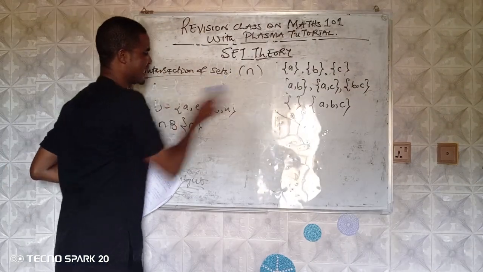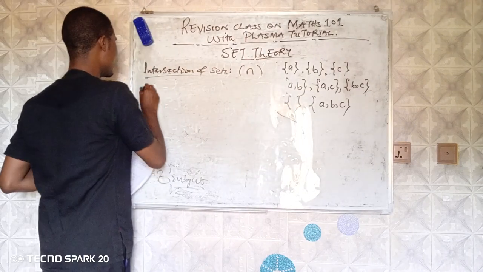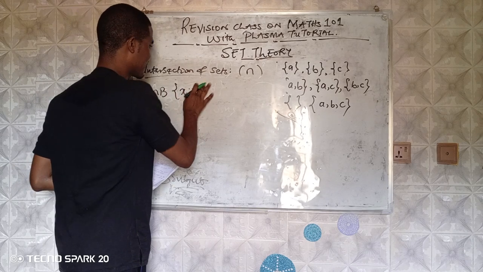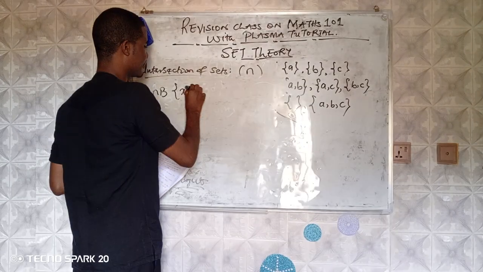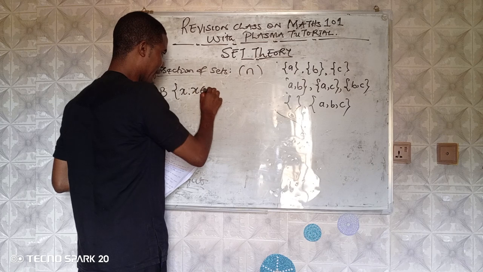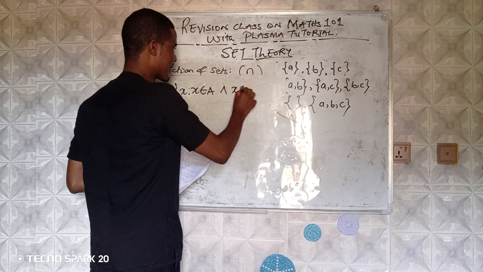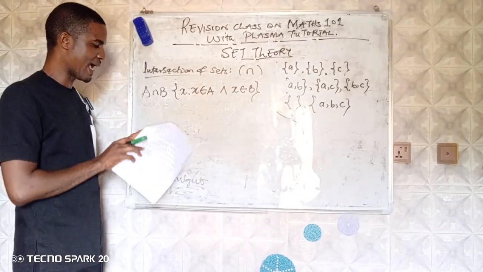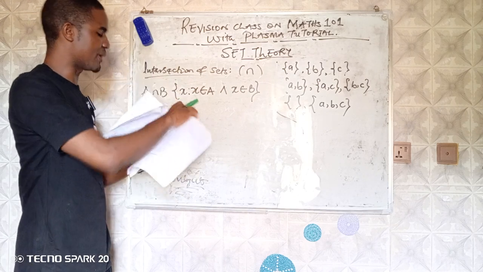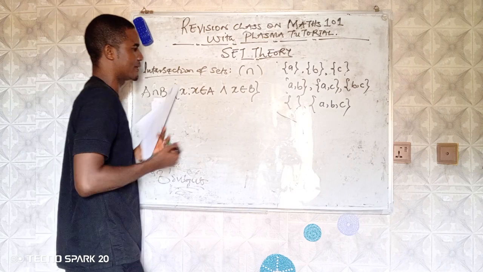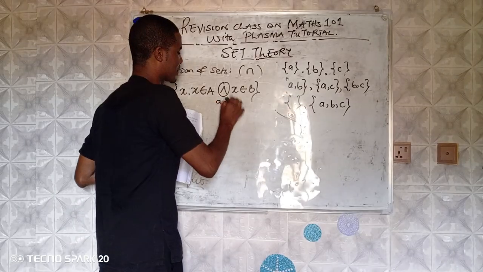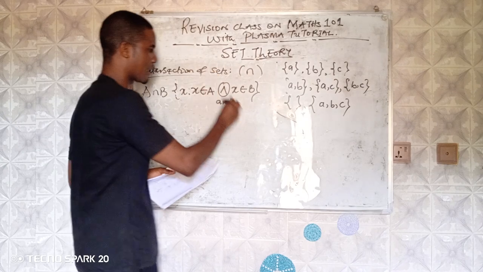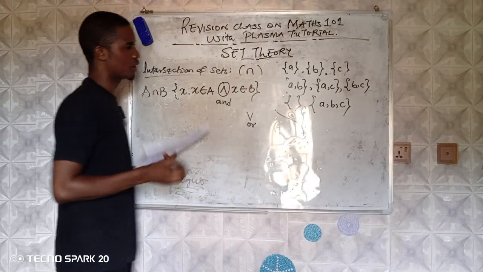Now, what of writing this in short form or in set builder form? A intersection B is written as {x : x is an element of A, and x is an element of B}. That is it. If you watch that, we have a logic sign for AND, which is this. This is a logic sign for what? AND. So you have to note this. This is a logic sign for AND. Remember that we had a logic sign for OR, which went with a union.